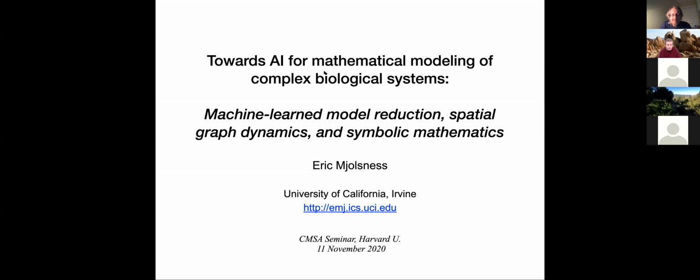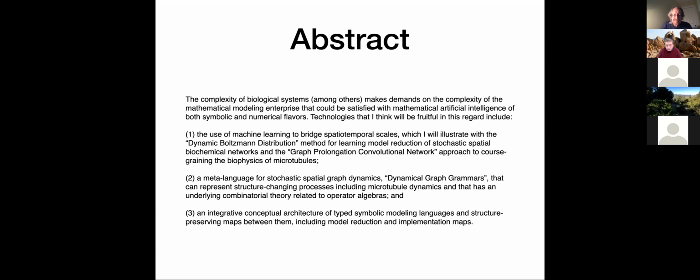The particular ways that I think AI may be able to help modeling in complex biological systems, of course it's mathematical modeling, is by model reduction using machine learning, by spatial graph dynamics, which I'll talk about a little bit, and then more loosely in approaches to symbolic approaches to computational mathematics, computer algebra, and automatic theorem verification. So there's a long abstract saying just that.